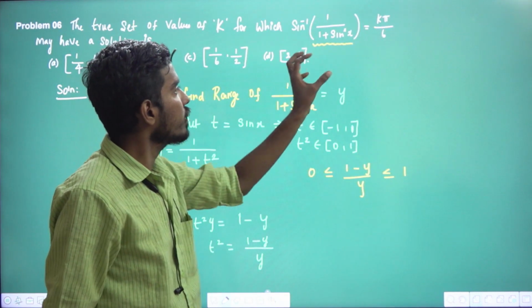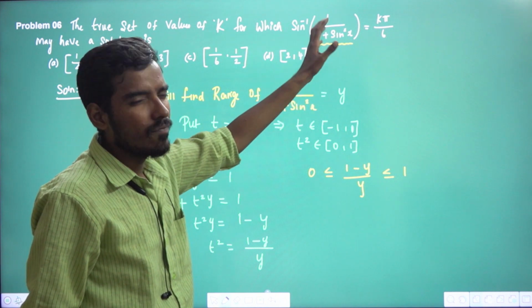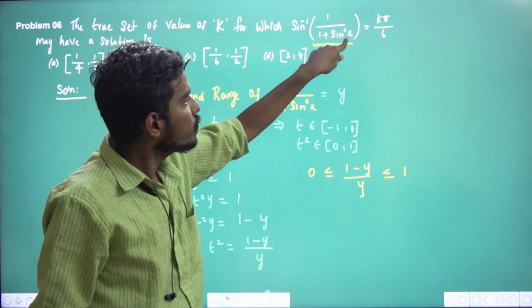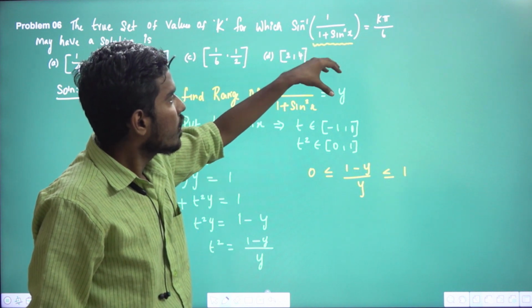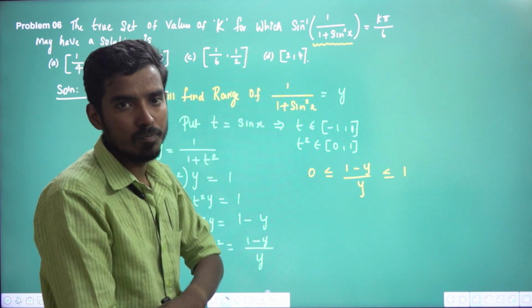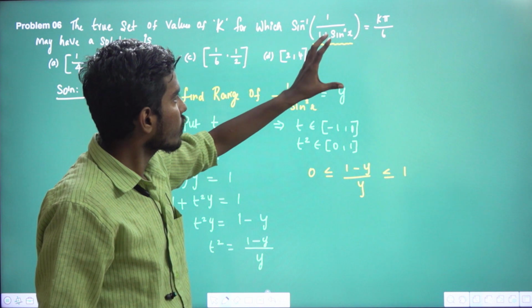Now whatever x you give, we are not finding the domain. Okay? So whatever x you give, the output values will be from 1/2 to 1. I'm not finding the domain, I'm finding the range.